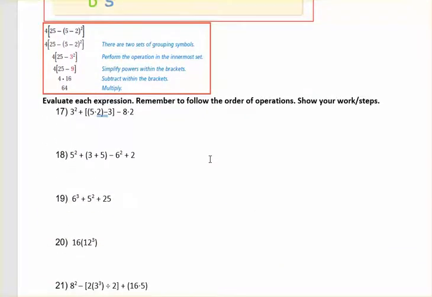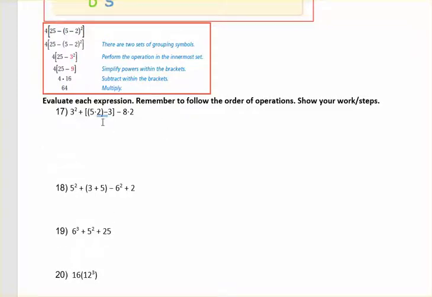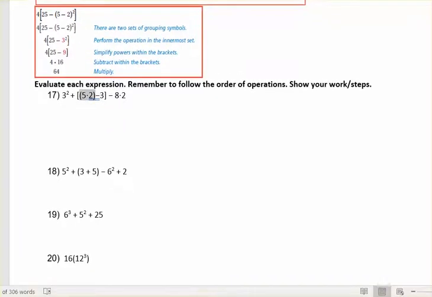Let's look at 17. It looks fun. So to start with, we are going to look at this grouping part. And there's these square brackets, and then there's parentheses inside of there. So the very first thing that we'll do in this problem is right there. I'm trying to find my highlighter. Right there. That's the first thing that we'll do.